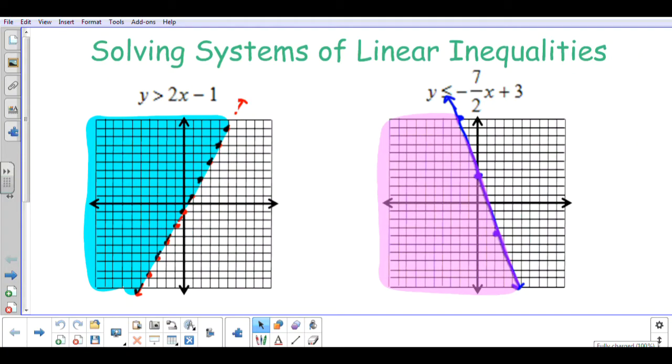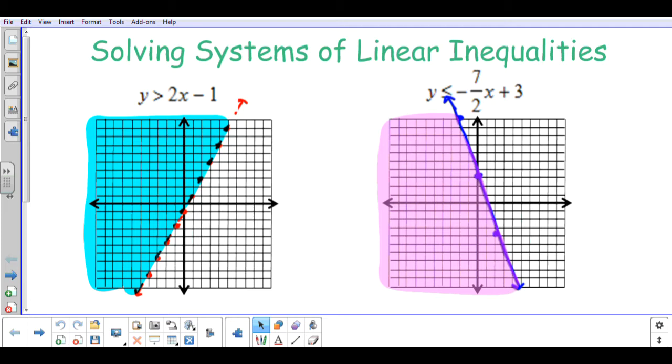When solving a system of linear inequalities, we follow all of the same steps that we do to graph one inequality. Except with a system, we're going to have two graphs on one grid. So here in our first slide, we have two separate graphs. Y is greater than 2x minus 1, and y is less than or equal to negative 7 over 2x plus 3.